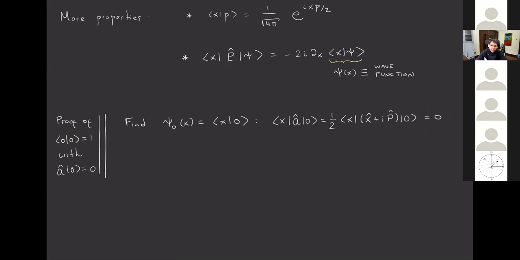Okay, but on the other hand, we also know that X acting on the position eigenstate is simply the position eigenvalue x, and that P acting on vacuum represented on x is just the derivative, as we can use in here. So then essentially this expression here is equal to one half of x plus ħ times the derivative on x of the wave function of the ground state. And this automatically implies, you can solve this differential equation trivially, that psi zero of x is equal to some normalization factor times e to the minus x squared over 4, okay? So now we know the ground state of the oscillator represented in the position basis.